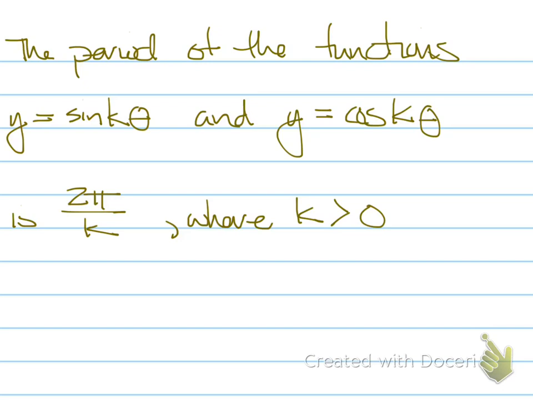So if you have, say, sine of 2 theta, where k is 2, to find the period, we would divide 2 pi by the number in front of our variable theta. And notice that k is always greater than 0. It's a positive value.